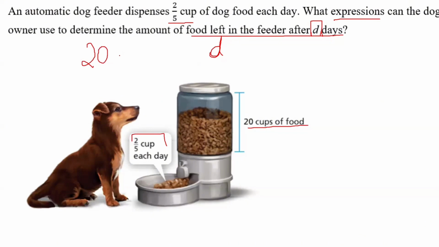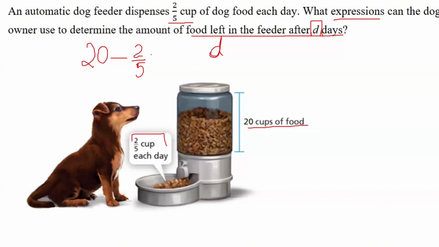But every day it is being reduced by 2/5. How do we show that something is reducing? What sign, what operation do we use to show that something is decreasing? We are going to use subtraction. Subtraction shows that a number or a quantity is reducing or decreasing. So remember we said every day 2/5 cups of dog food is taken out of the dispenser. At the beginning there were 20 cups. Now each day it is being reduced by 2/5. So we are going to put 20 minus 2/5.